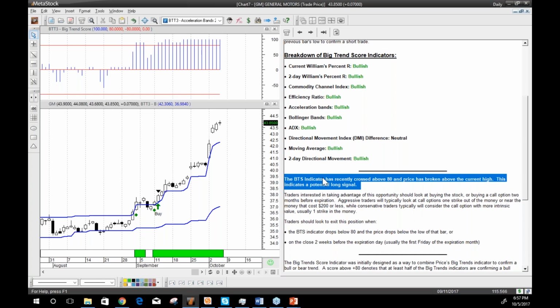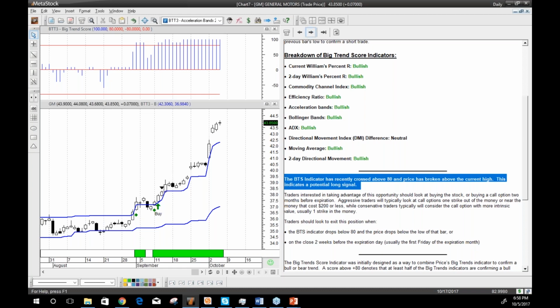If you're interested in taking advantage of this opportunity, you could buy the stock or the call option. Aggressive traders will typically look at call options, one strike out of the money or near the money, that cost 200 or less, while conservative traders will consider the call option with more intrinsic value. And you should look to exit this position when either this happens or this happens. Okay? So it's really helping. It's kind of like having Price to a degree over your shoulder, giving you some advice about how you can structure this trade, how you can limit your losses as you're getting in. It's really, really a cool feature.